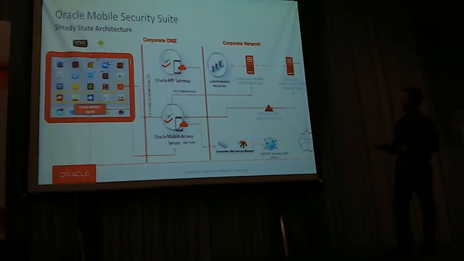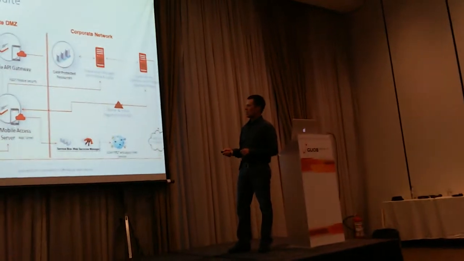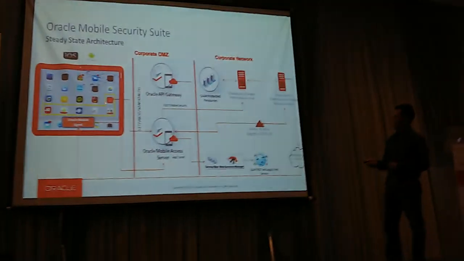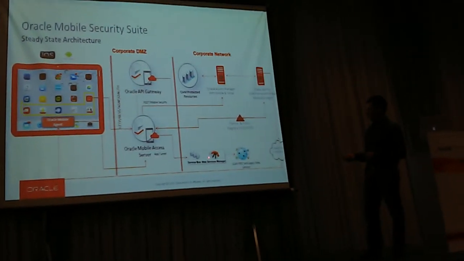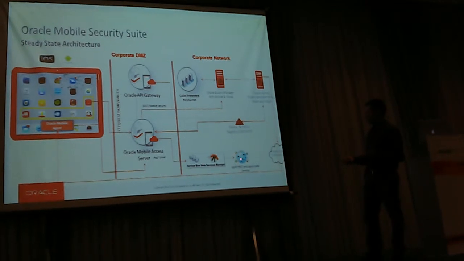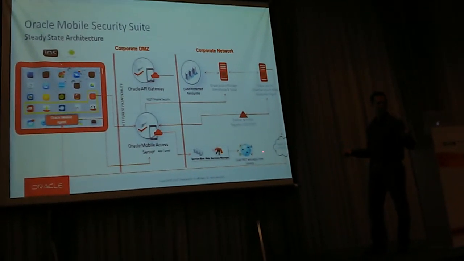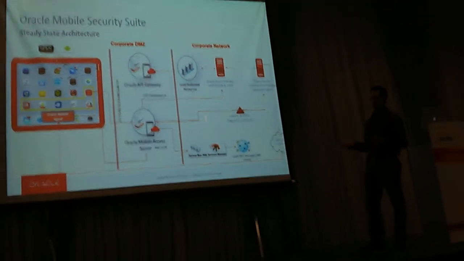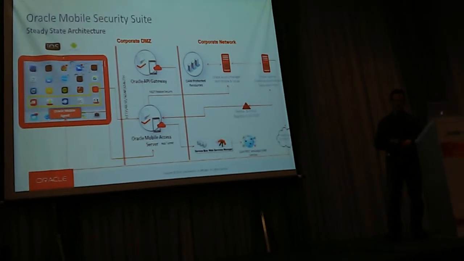Corporate DMZ and securing your APIs with Oracle API Gateway, and then Oracle Mobile Access Server for application tunneling from your applications into your backend services, integrating with Oracle Service Bus, for example, via REST services to whatever those disparate service or disparate backend applications may be. Okay, so it looks like a lot here, but a lot of this is handled through your container itself.